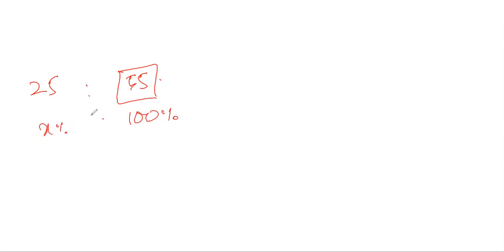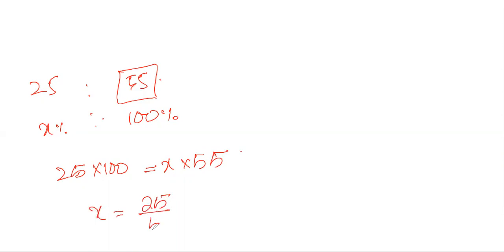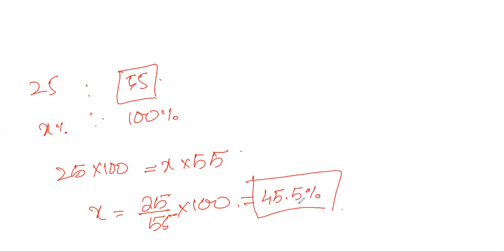In this case, we will also use the same ratios. So 25 times 100 equals x times 55. This would give me x equals 25 over 55 times 100. This would turn out to be 45.5%. This is approximated to one decimal place.